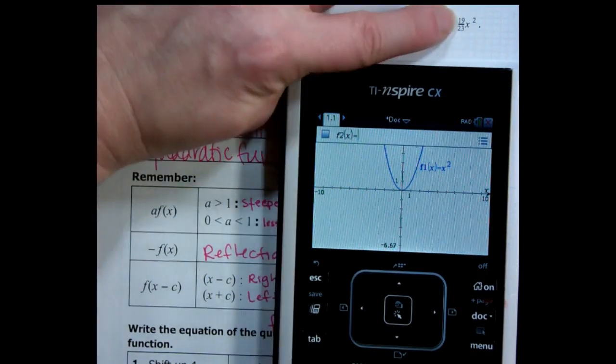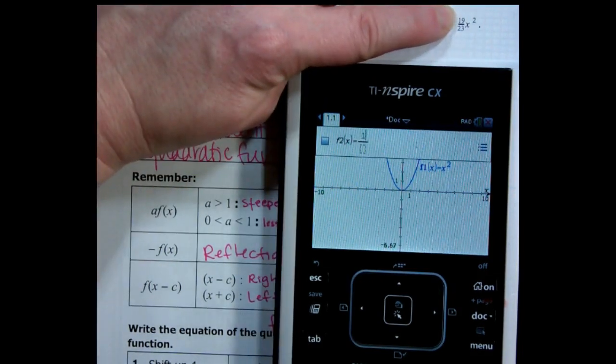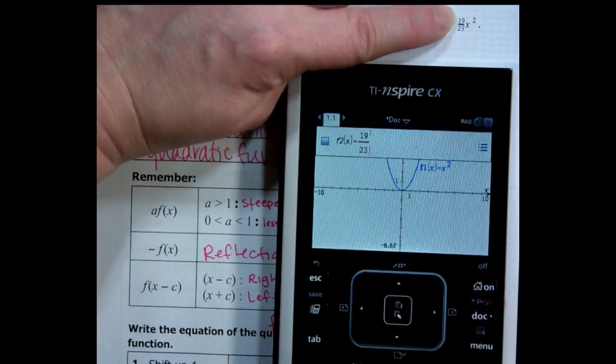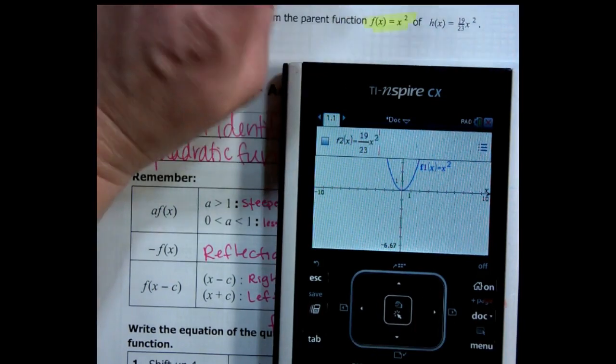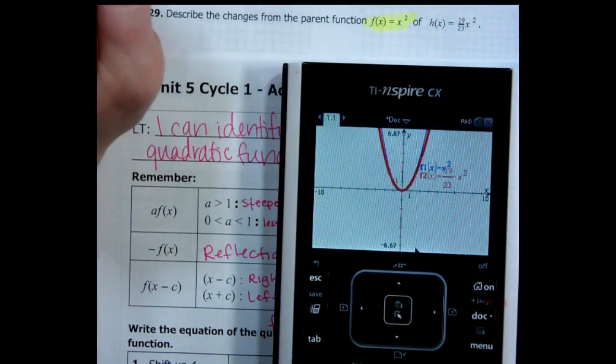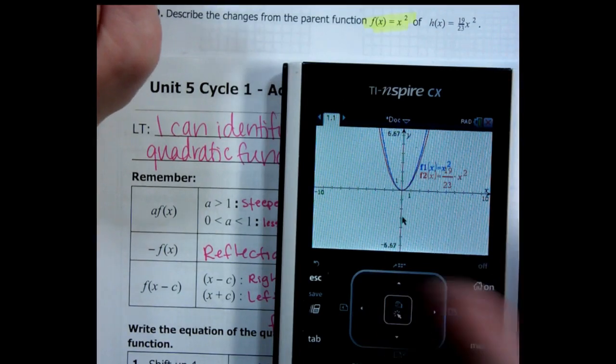Here we go. I need a fraction, so control divide. 19 over 23. Arrow to the right, so I get a big cursor, x squared. Now, we said this one should be less steep. Ooh, it's just a little bit less steep. Look at that. I'm going to zoom in just a little bit. You don't have to, but I'm going to.